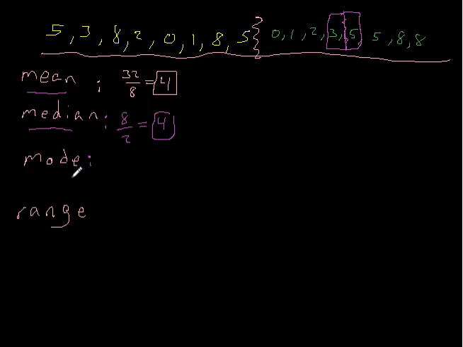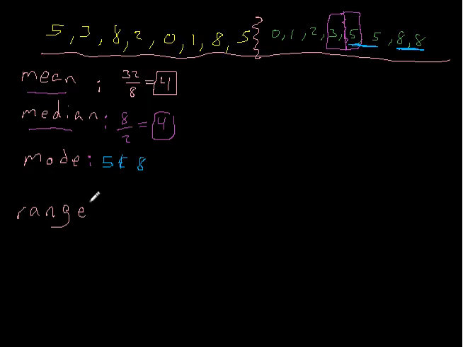The mode, basically what I'm doing here is I am looking for the value that occurs most often, or pretty much I'm looking for the most popular value. Well, in this case, I'm going to underline them in blue. I see that 5 occurs 2 times, and 8 occurs 2 times. So I end up having a tie between two values that are the most popular. So in this case, I have two modes, and those modes are 5 and 8.